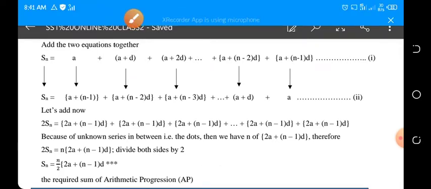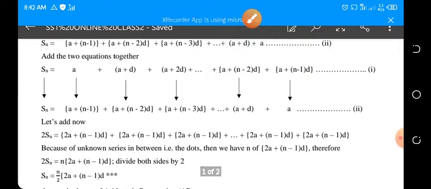Now, this one, A, when you add it with this one, you will get 2A plus n minus 1D. When you add this one to this, you will get 2A plus n minus 1D. When you add this one to this, you will get 2a plus n minus 1d. You can see that each term now is equal to each other.